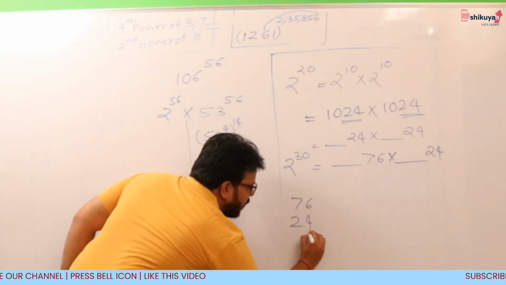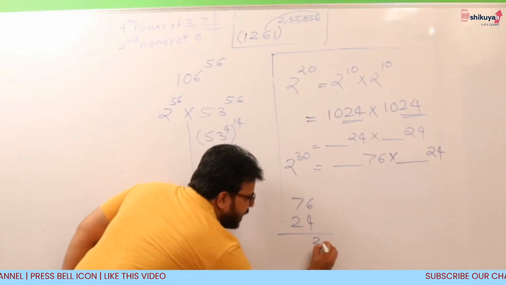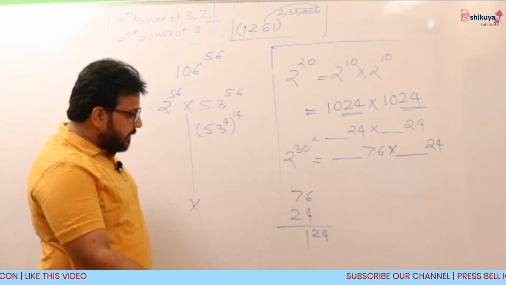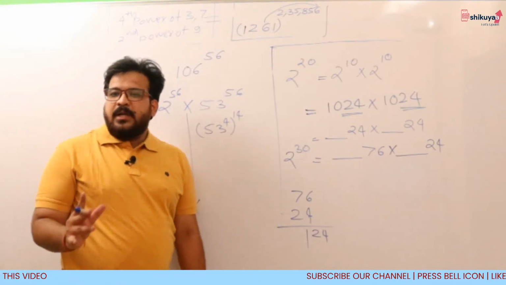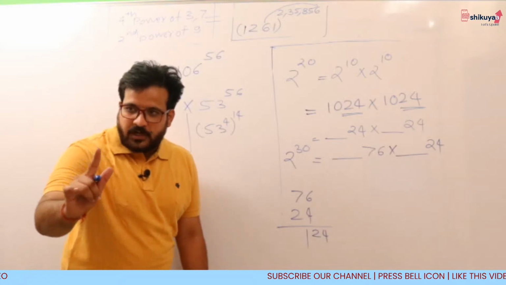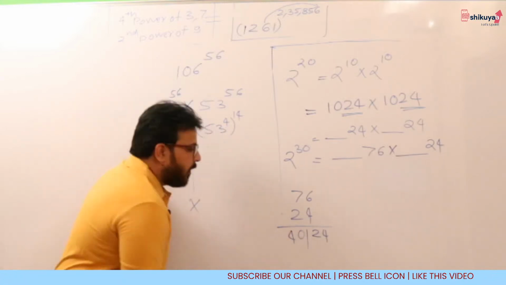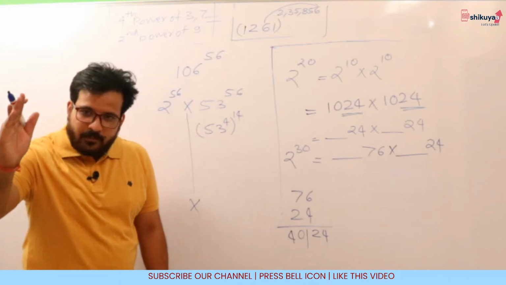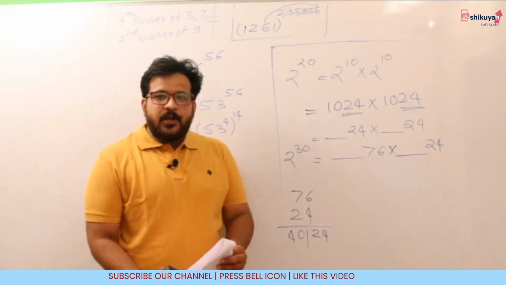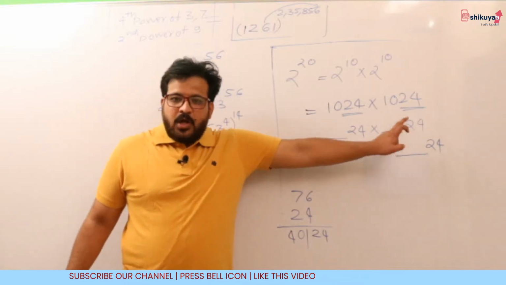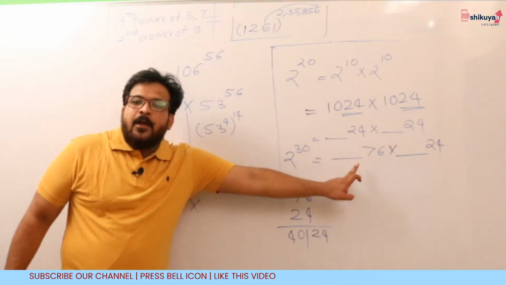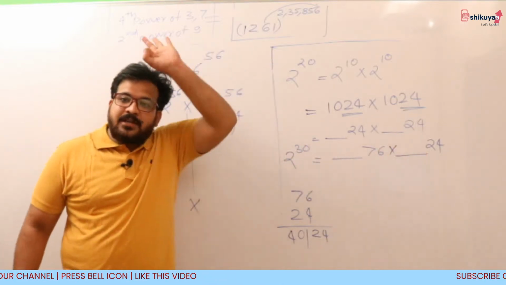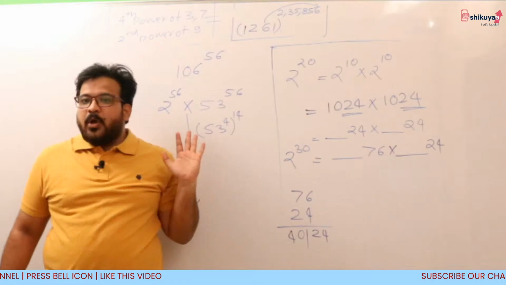76 and 24. Look at this. 6 fours are 24. 7 fours are 28 plus 12. 28 plus 12, which is 40, means a 0 over here. So this is a very interesting thing that you have to remember. When you multiply two numbers ending in 24, you will get 76. When you multiply 76 with 24, you will get 76. Understand this? Am I right?